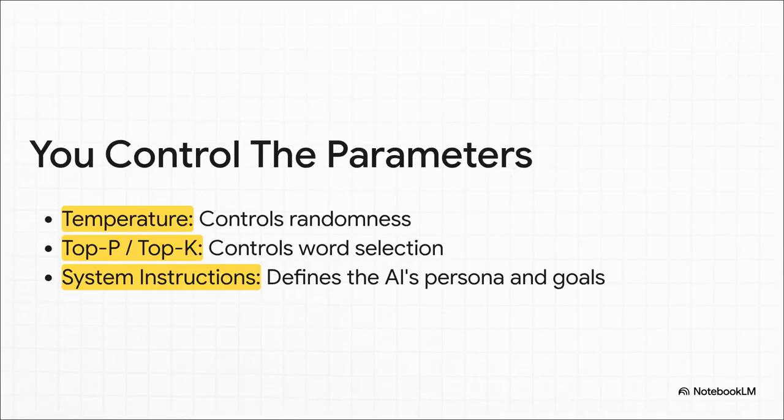And I mean, you are literally at the control panel. You get to play with things like temperature to decide if you want the AI to be wild and creative or super precise and predictable. You can set system instructions to give the AI a whole personality and tell it exactly what its job is. And why does this matter so much? Because when you're building an app, you need predictable, repeatable results. You need the AI to behave the way you designed it to every single time.